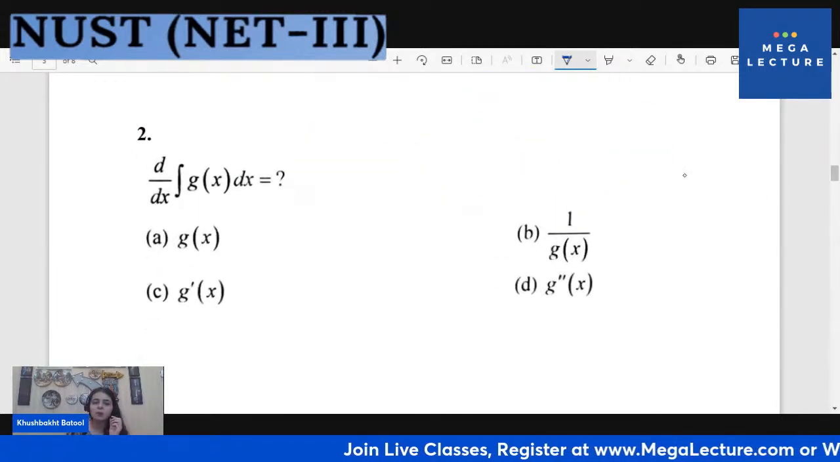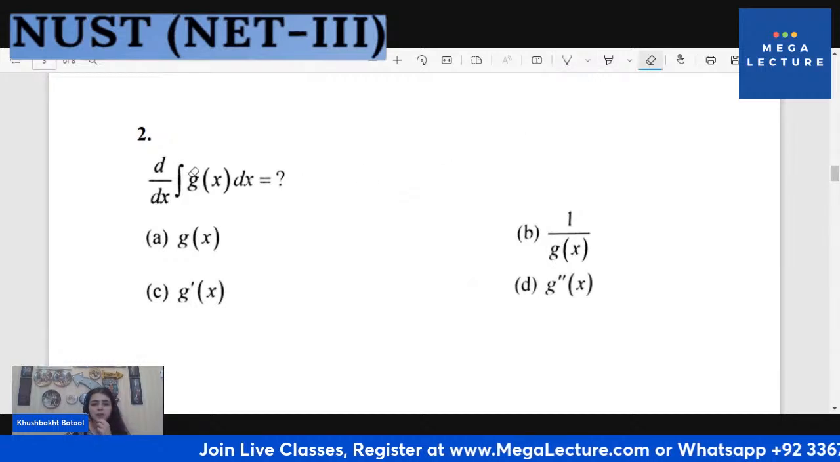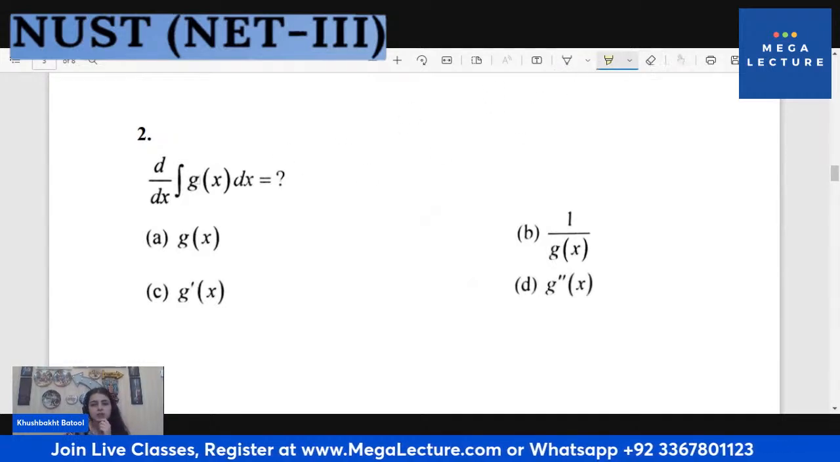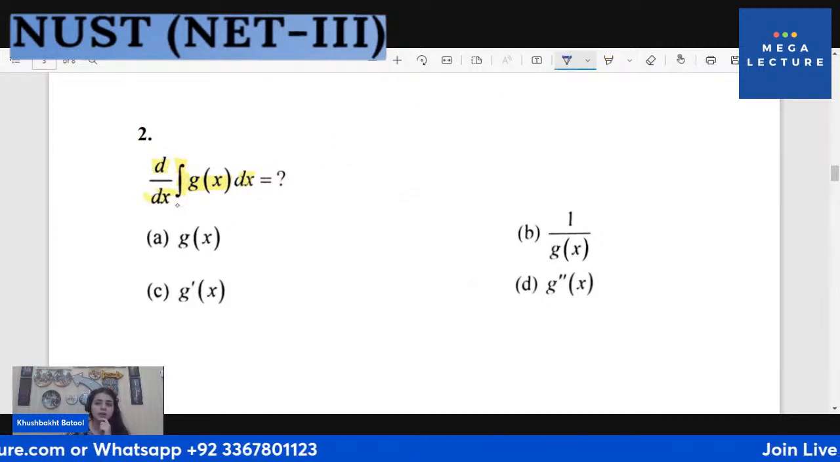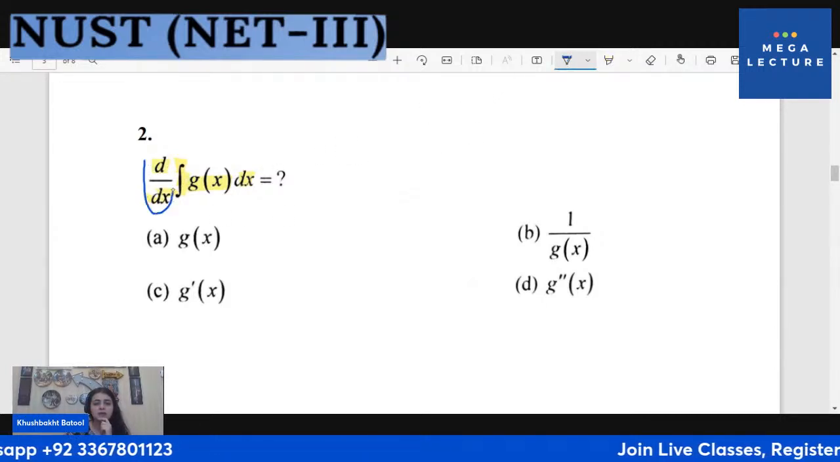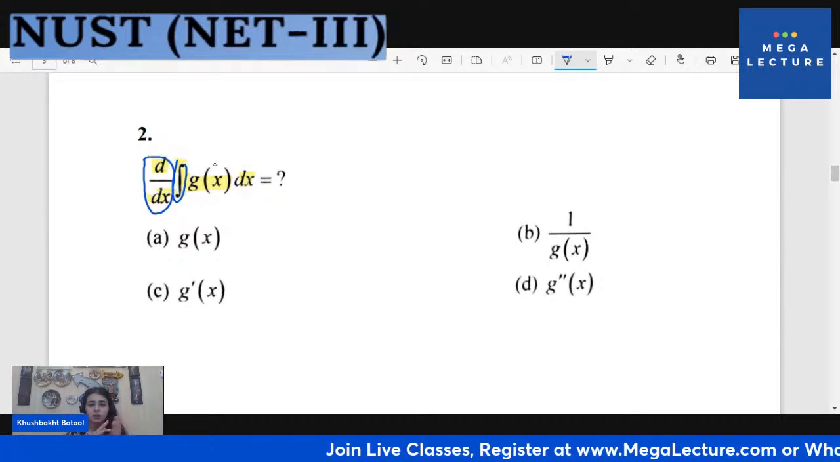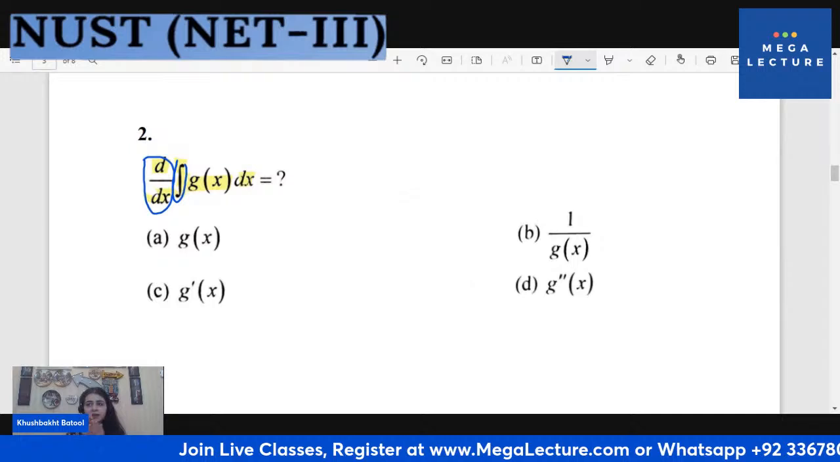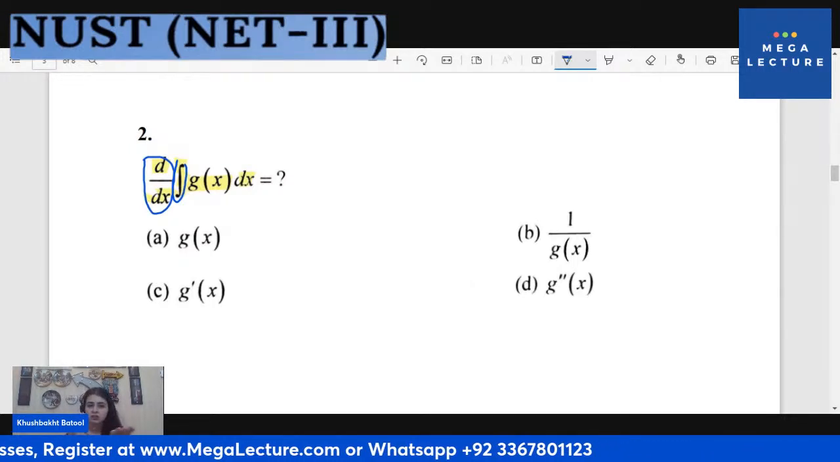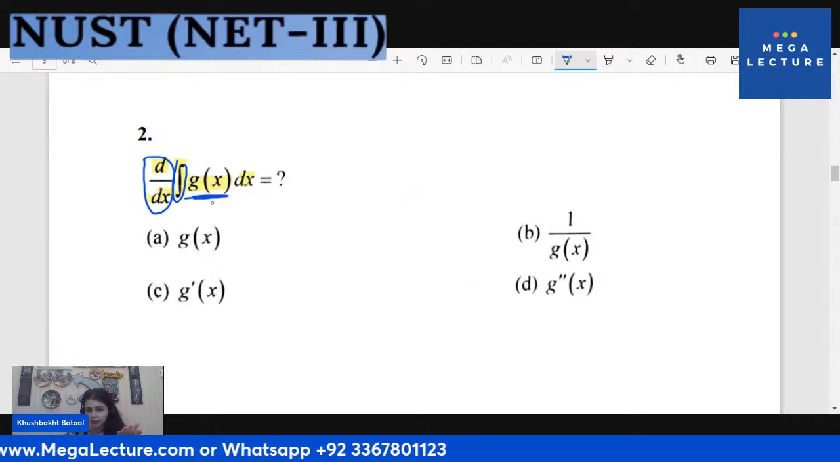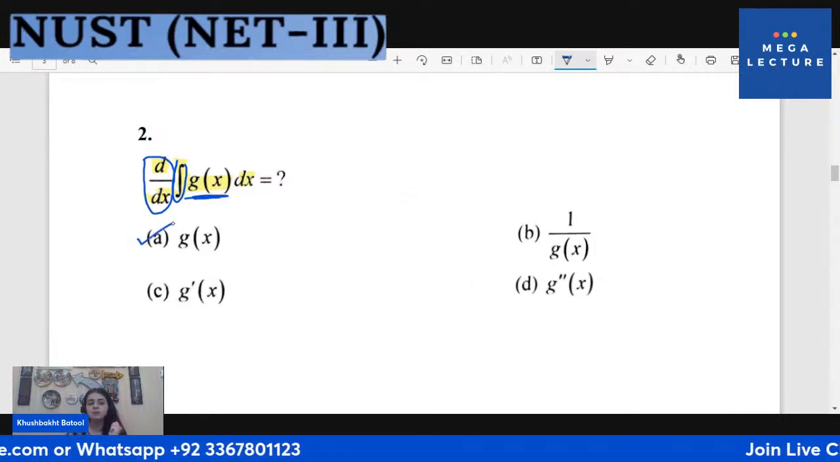Okay, let's talk about the second question. Now, what is happening here? We have a function g of x. It is being integrated and then it is being differentiated. So what is happening now? We know that differentiation and integration are opposites of each other. If you have a function, if you integrate it and if you differentiate it, then you would get the original function, you would get this function again, right? So the answer is going to be A in this case.